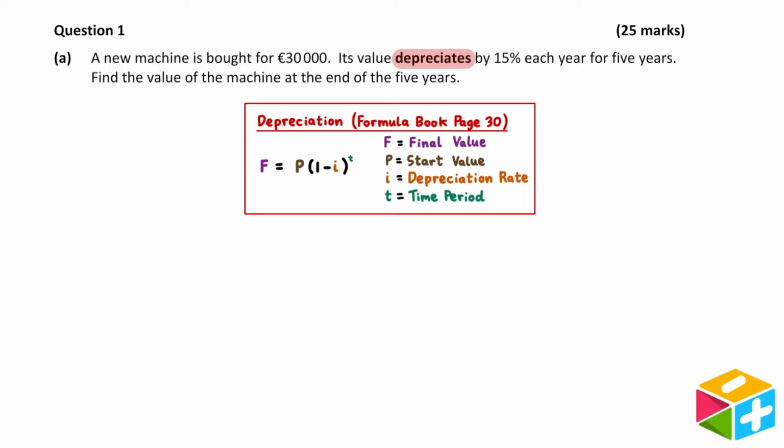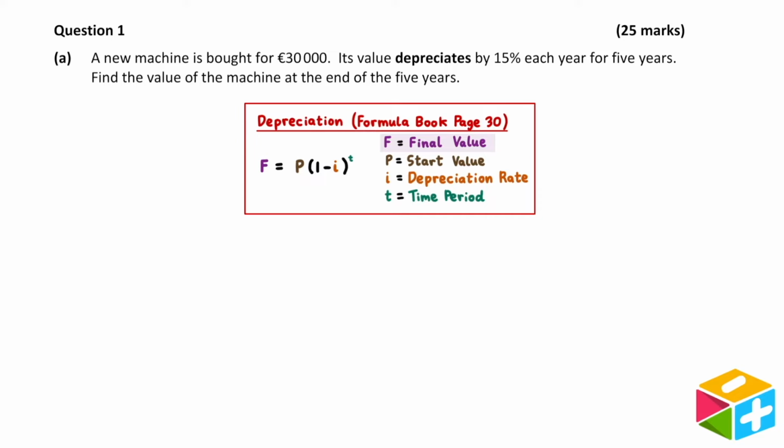Since this question involves depreciation, the first step is to open up our formula book to page 30 and look at the formula for depreciation. This formula states that F is equal to P times (1 minus I) to the power of T. To be able to use this formula, we need to identify the values for each of these letters.